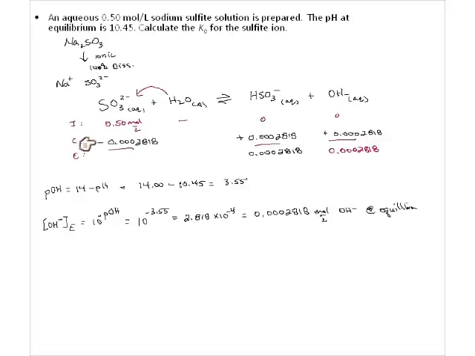0.0022818. It's not very much, is it, when you compare it to what we started with? So again, we're going to make the prediction here that this guy really didn't change much, did it? If we round that to two significant digits, it's going to be 0.50. So in terms of being able to act as a base, the sulfite ion really is not that strong. It would prefer to stay as SO3 2-.